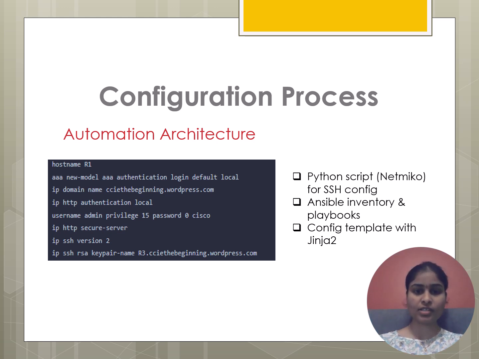So here we'll see the configuration process. The setup used a Python script that was able to communicate through SSH with Netmiko. In Ansible, an inventory file listed all the devices and a playbook made changes on them. Because of Jinja2, it was easy to use the same base settings on all the devices. Because the design was modular, it could grow and adapt as needed. Thank you. The next slide will be continued by my friend.